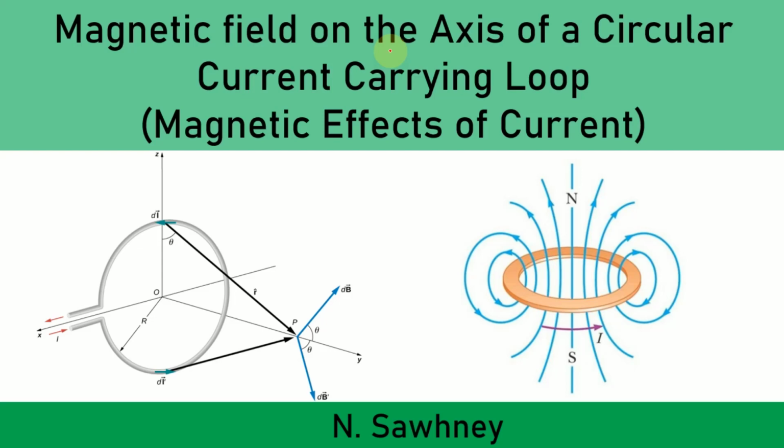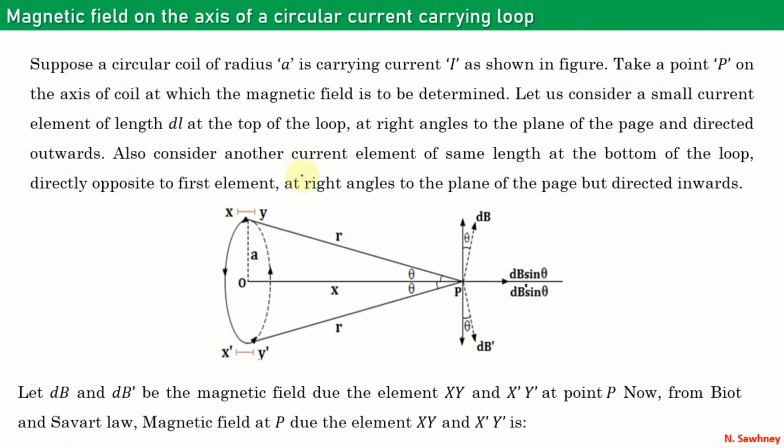Hello students, in this video I am going to explain magnetic field on the axis of a circular current carrying loop. Let us start the video. Here I have considered a circular coil carrying current I with radius a, and the point P at which the magnetic field is to be calculated is at a distance x from the center.